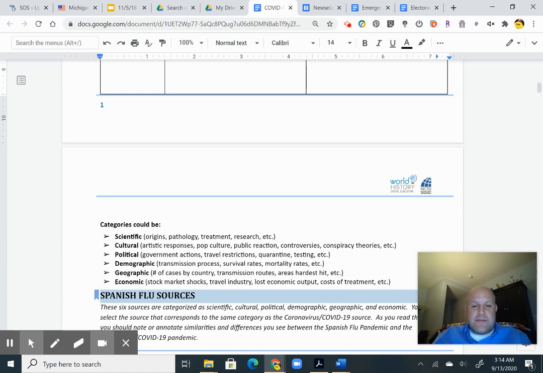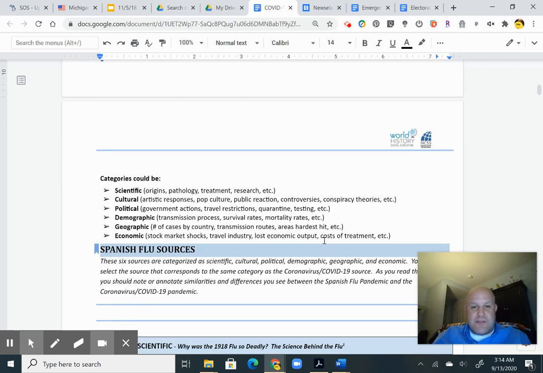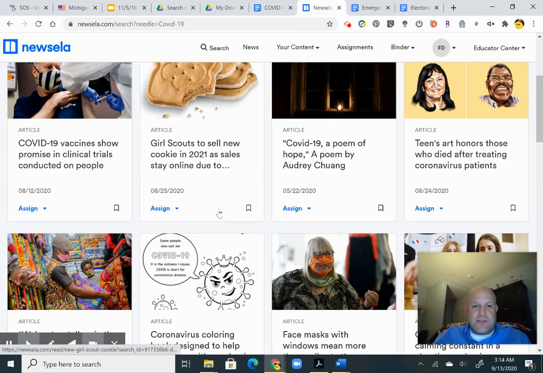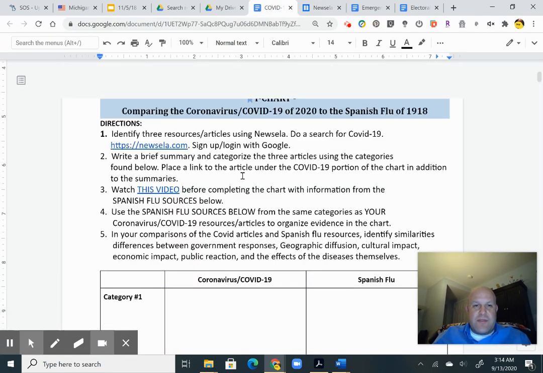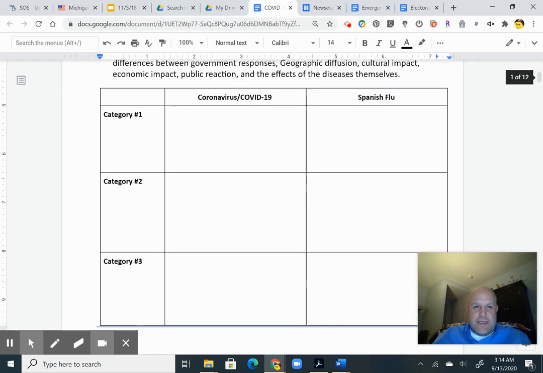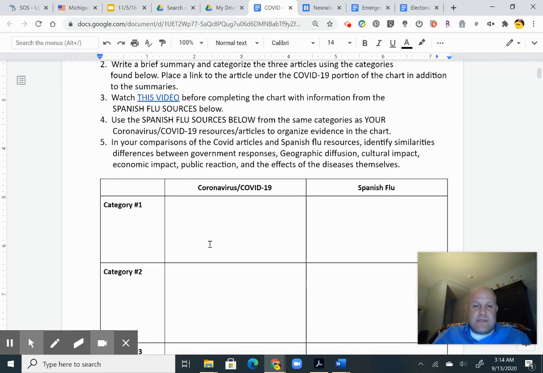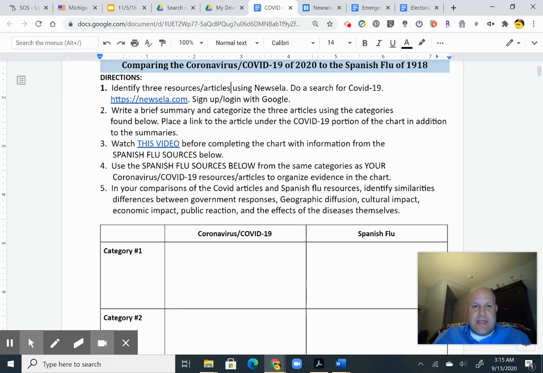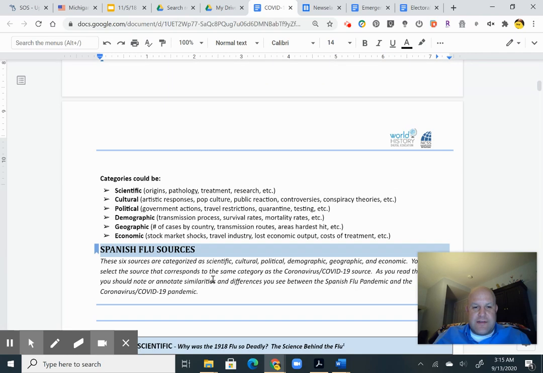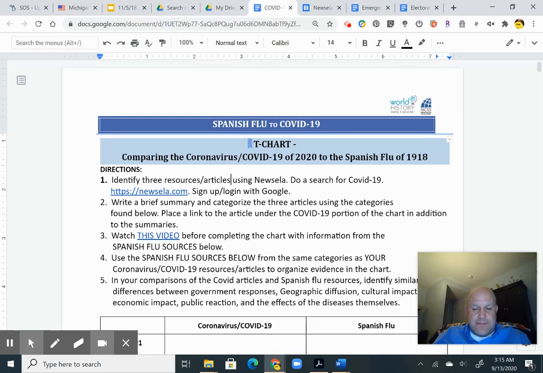That's the daily logs, like the daily accounts and the infection rate of people in the testing. Geographic: number of cases by country, transmission routes, areas hardest hit, etc. Economic: stock market, travel industry, lost economic output. So these would be the articles you're looking for as categories. Once you've found three different categories, write a brief summary, two sentences, and put a link to that article in there. You may have to expand these tables out, and then also discuss and categorize the three articles using these categories from below. Which category would it best fit in?